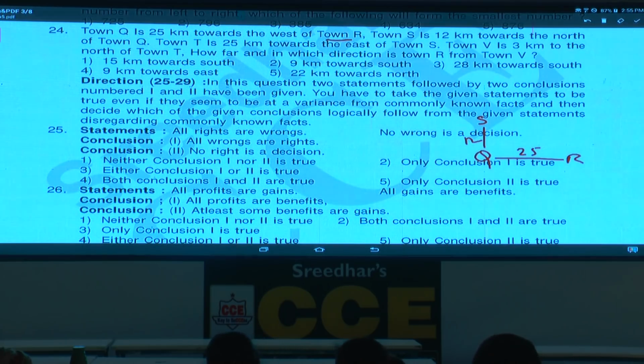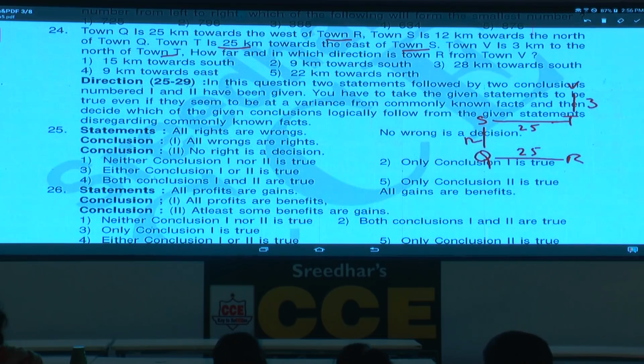T is 25 kilometers to the east of S. Now this T is 25 kilometers to the east of S, and V is 3 kilometers to the north of T. V is 3 kilometers. Now this is V, and what is the distance here?